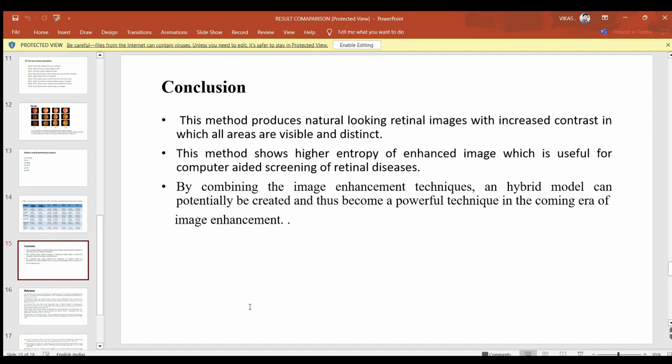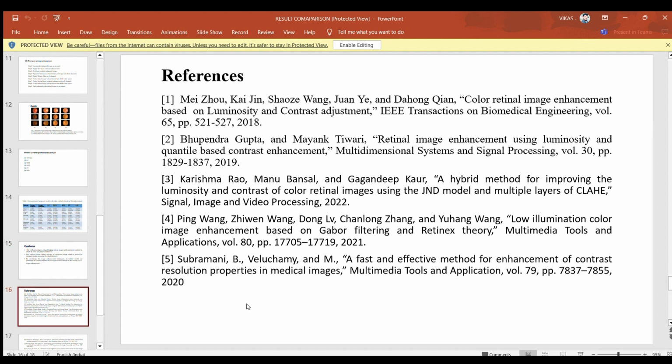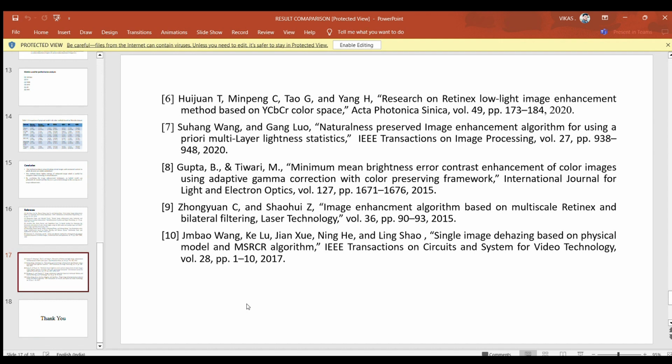This is the conclusion and these are some references of previous research papers. Thank you.